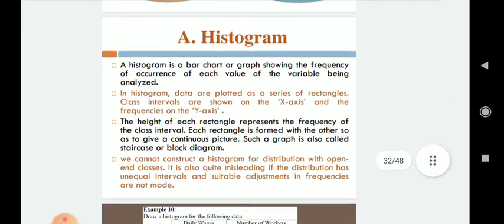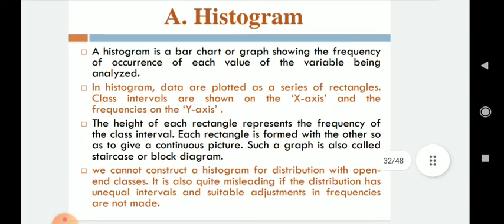First, histogram. Histogram is basically a bar chart itself, or a bar diagram. It is a graph showing the frequency of occurrence of each value of the variable being analyzed. It is similar to your simple bar diagram. The only thing is that there won't be any gap between the various rectangles that we are going to draw. In a histogram, data are plotted as a series of rectangles. Class intervals are shown on the x-axis.